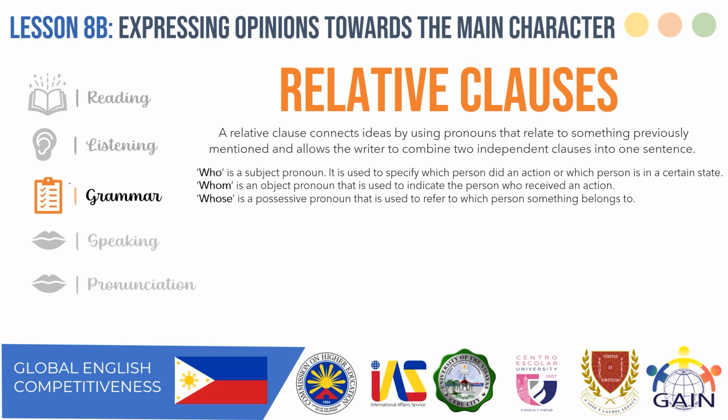A relative clause connects ideas by using pronouns that relate to something previously mentioned and allows the writer to combine two independent clauses into one sentence. Who is a subject pronoun. It is used to specify which person did an action or which person is in a certain state. Whom is an object pronoun that is used to indicate the person who received an action. Whose is a possessive pronoun that is used to refer to which person something belongs to.